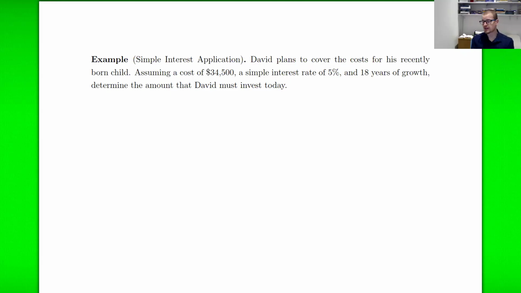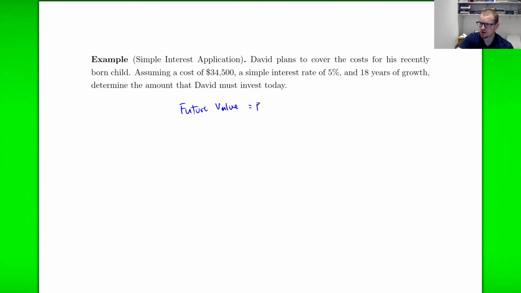He can invest money at 5%, right? So simple interest rate at 5%. We'll use simple interest computations in this example. And then with a recently born child, we're going to assume that we have those 18 years of growth for the money. So we want to determine how much David has to invest now in order to have that 34,500 available for his child in 18 years. And so we're actually working with this idea of what we call a future value. What is the future value of whatever we invest?